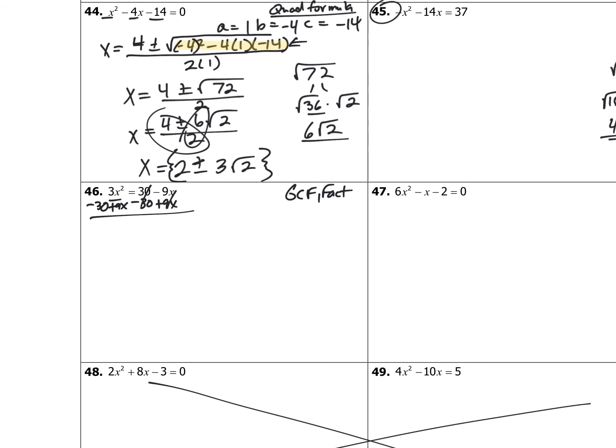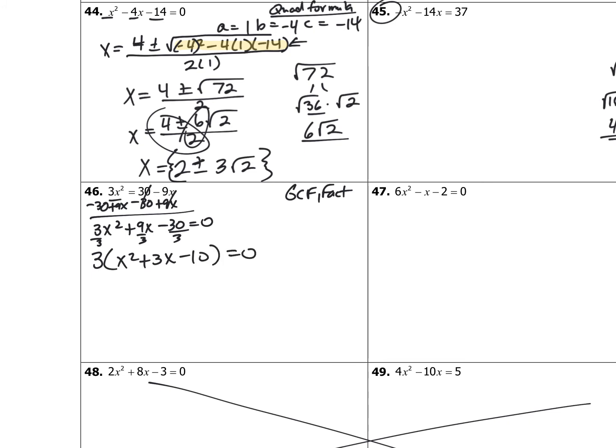Cancels out on the right side, and I have 3x squared plus 9x. I'm going to write it in standard form from least to greatest exponent. All right, so now I can tell that each of these coefficients and the constant have a GCF of 3. So if I take out a 3, what's left over? Well, I have x squared plus 3x minus 10 equals 0.